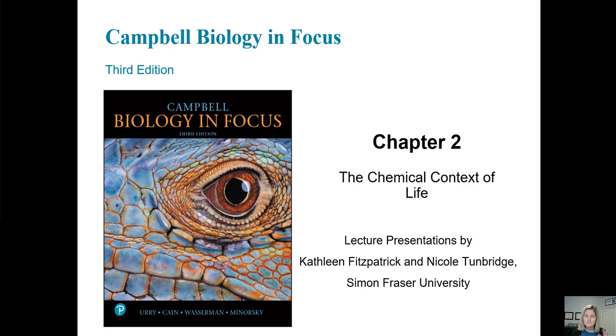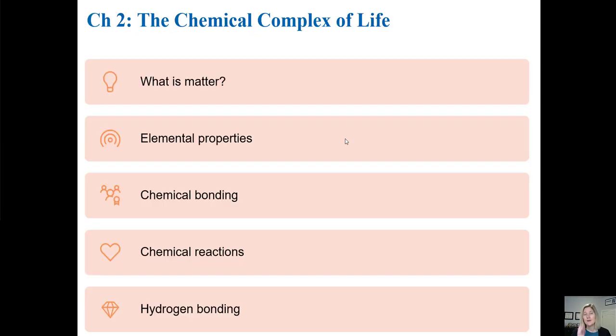This week we're going to look at the chemical complexity of life. We're going to take a look at the smallest components inside a cell, the atoms and the molecules. This chapter is divided into basically 5 different sections. We're going to talk about what is matter, and take a look at the elemental properties of matter, such as the difference between an oxygen atom versus a carbon atom and so forth. And then we're going to introduce chemical bonding, so how 2 atoms join together to form a molecule or a compound.